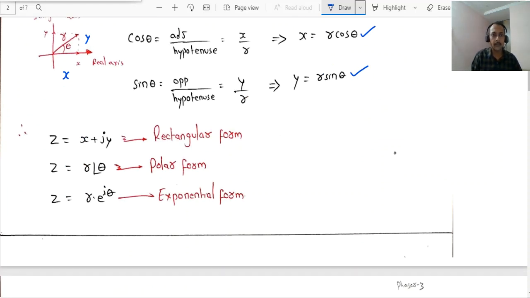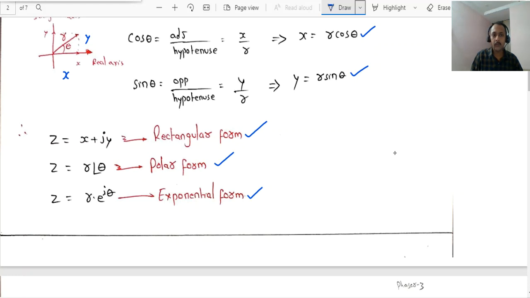If you have written the complex number z in x plus jy format, then it represents a rectangular form. If it is written in the form of z equals r at an angle theta, then it represents a polar form. If it is written in the form of z equals r into e power i theta, then it represents an exponential form. Clear?